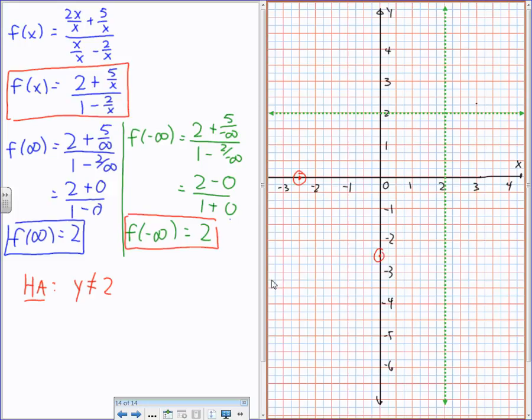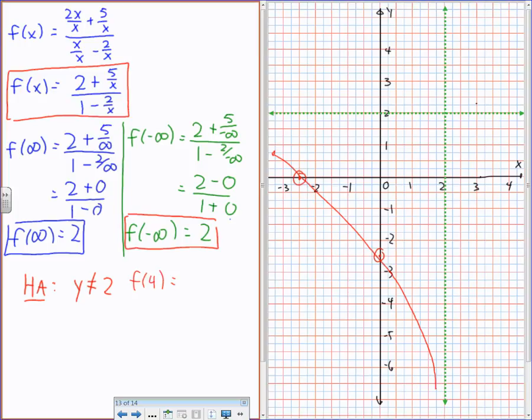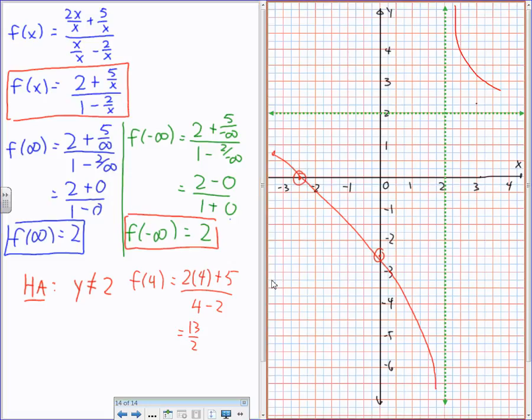I'm just going to connect the dots. Based on your scale, it's going to get down there. Now, if I wanted to do a test point here, what would be a suitable test point for the right-hand side? f(4) sounds good to me. So f(4) equals 2 times 4 plus 5, all over 4 minus 2. It's going to be 8 and 5 is 13 over 2, 6.5. I can't actually get that high, so I'm going to pretend to go something like this.